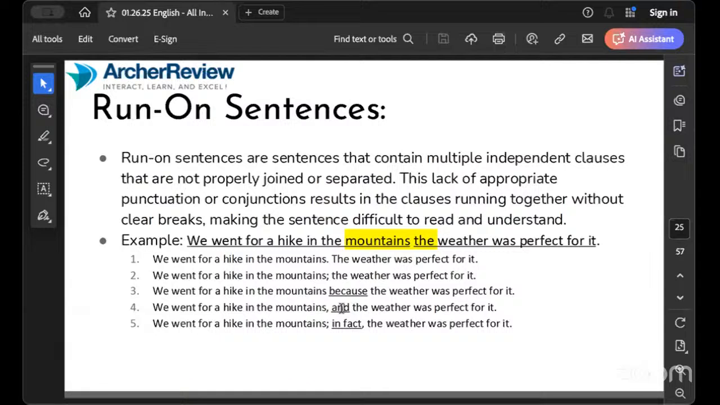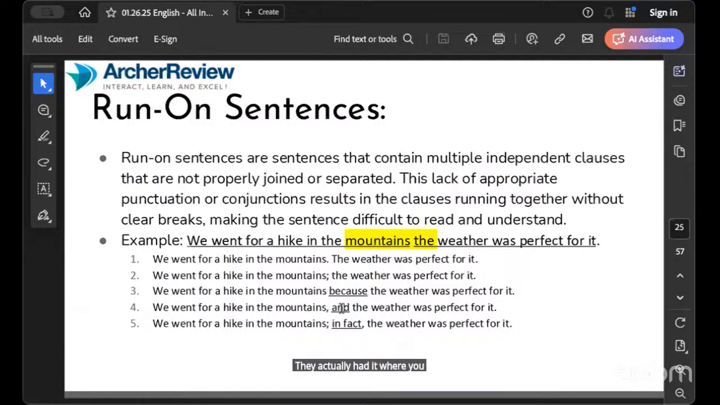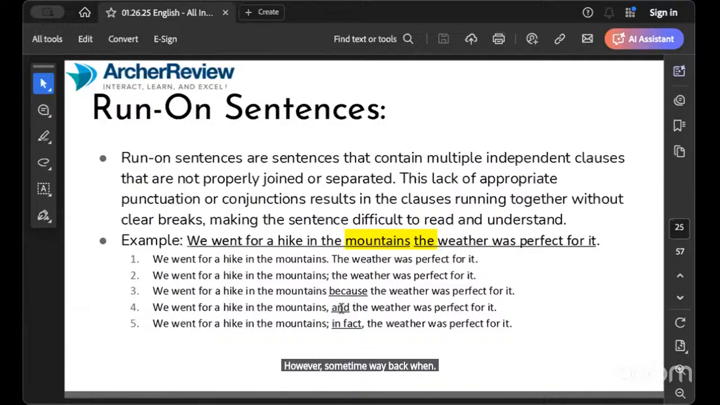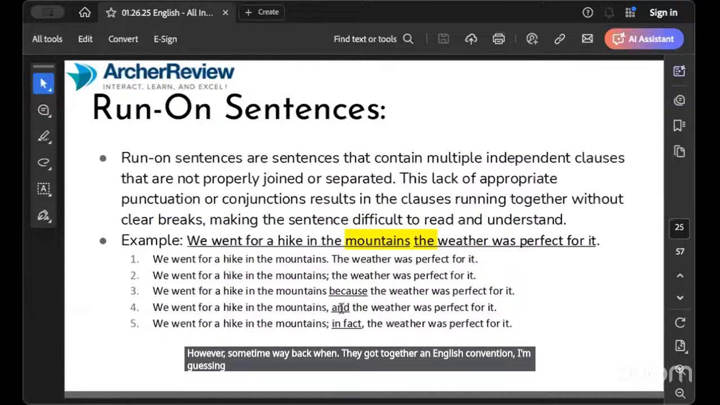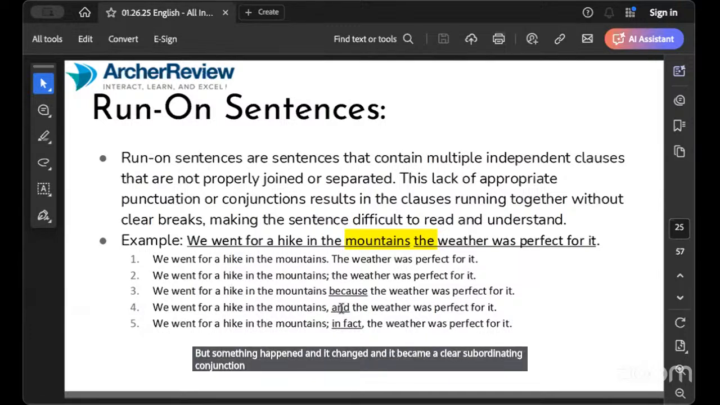It also depends on when you were going through school, but when I was really, really little, they actually had it where you did put a comma, and "because" was recognized as a coordinating conjunction. However, sometime way back when, they got together in an English convention, I'm guessing. I don't know, I'm just making this part up. But something happened and it changed, and it became a clear subordinating conjunction. And now we no longer would put the comma before it.